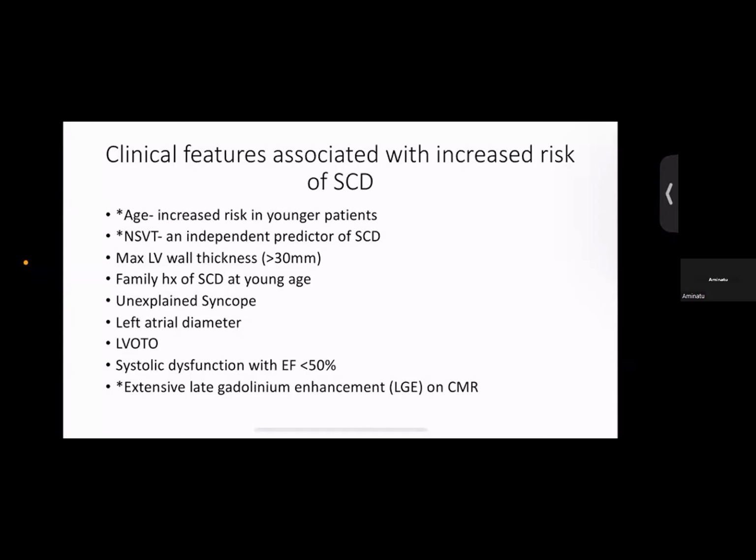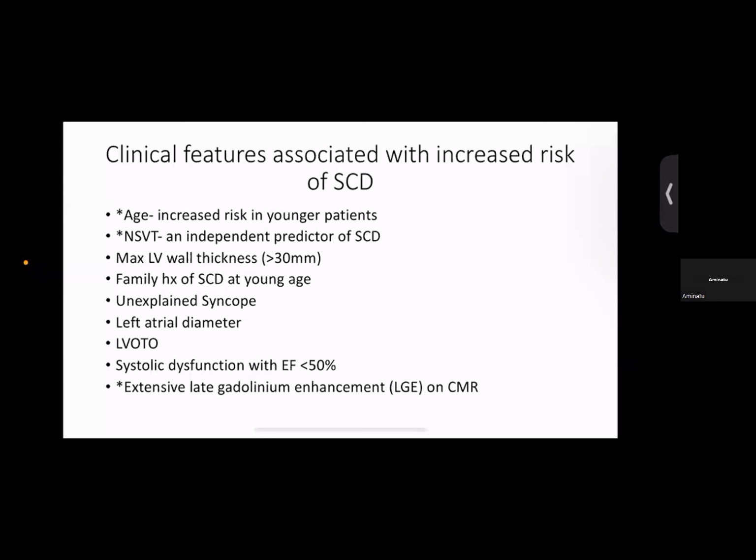Patients that have an enlarged left atrial diameter. The left atrium is enlarged, sorry. And then patients that have left ventricular outflow tract obstruction, and those that have systolic dysfunction with EF of less than 50%. Those with extensive features of fibrosis, that is LGE on cardiac MRI. So these are all risk factors for sudden cardiac death.